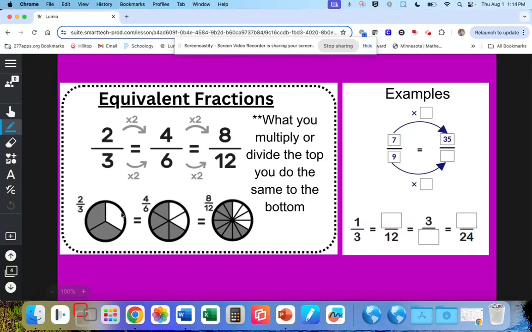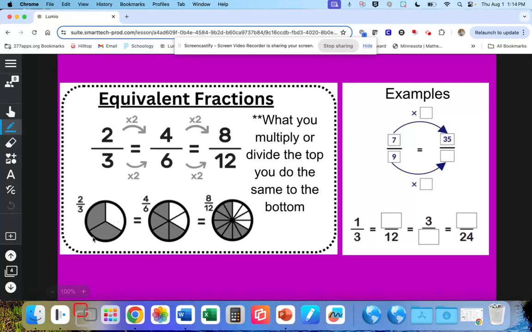Now, if we want to be equivalent, we want to do the same thing to the top and the bottom. If we multiplied the top by 2, we better be multiplying the bottom by 2. If we don't multiply them both by the same amount, we are not going to end up with an equivalent fraction. So right here, I had 2/3. I multiplied the top by 2 and the bottom by 2, and I now get 4/6.